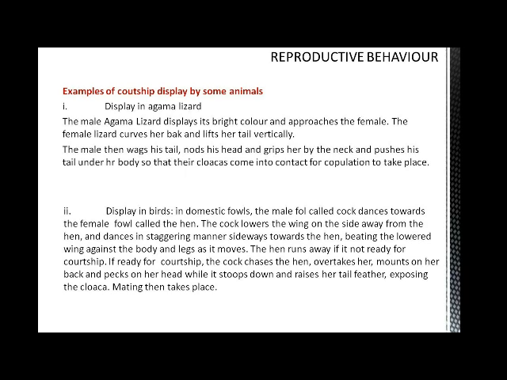If the hen is ready for courtship, the cock chases the hen and overtakes or overpowers the hen and mounts on her back and pecks on her head, that is, holds the head of the hen while it stoops down. The hen will now go down and raise her tail feather, exposing her cloaca. Then mating will now take place. This is how it is done as well in birds, and in this case, domestic fowl.